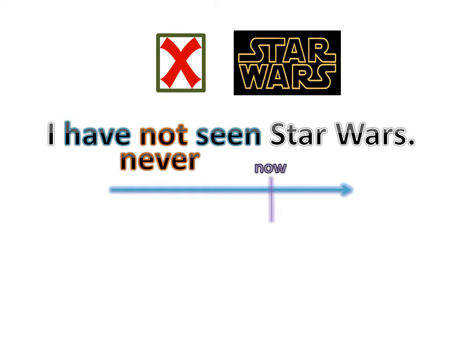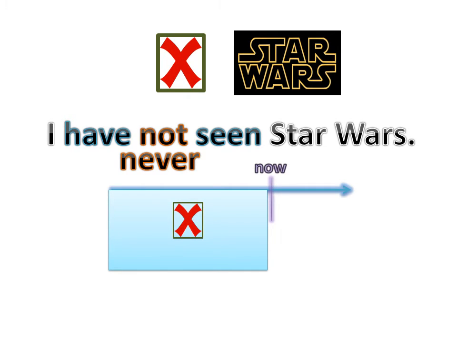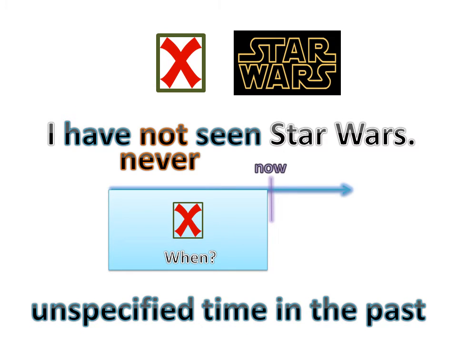If we take a look at our timeline and we think about now and all the time that came before now, what we are saying is that something did not happen. But the key here is that we still don't know at what point in the past. So that makes this unspecified time in the past.